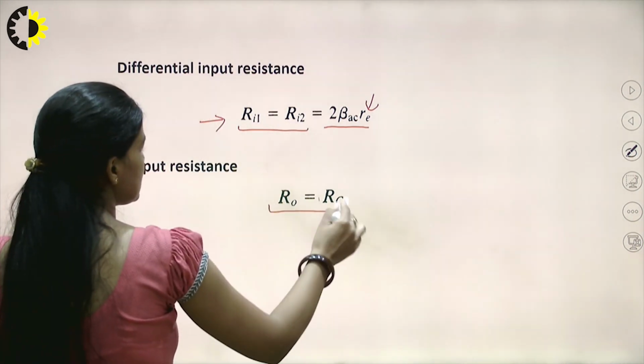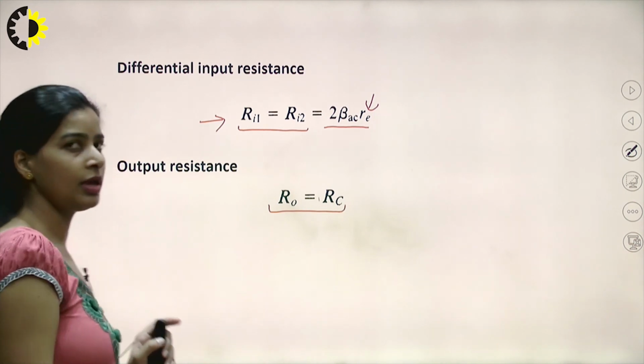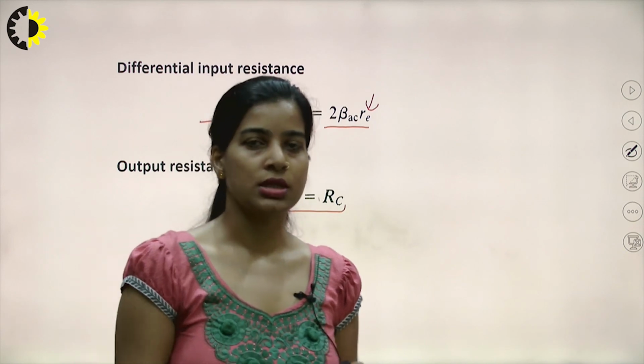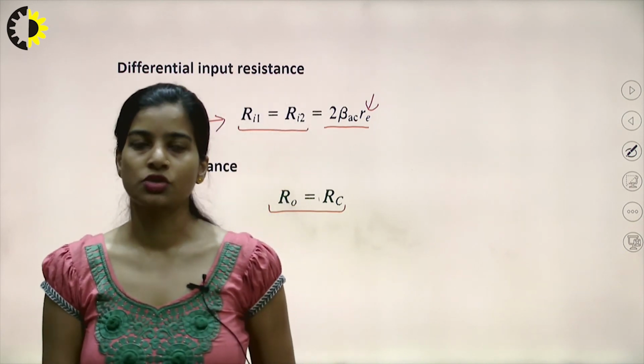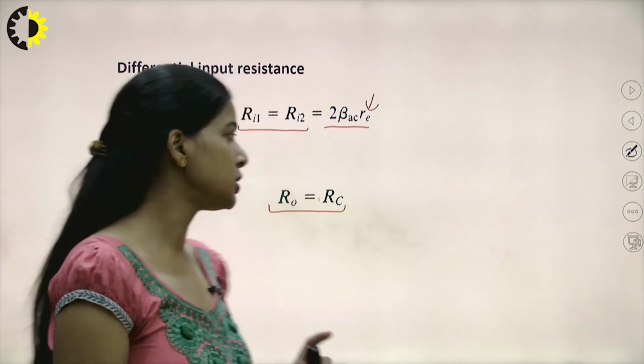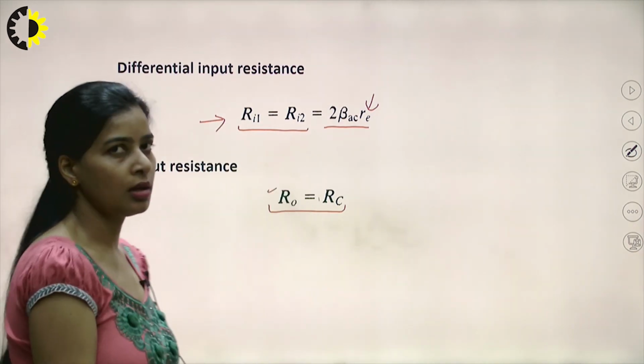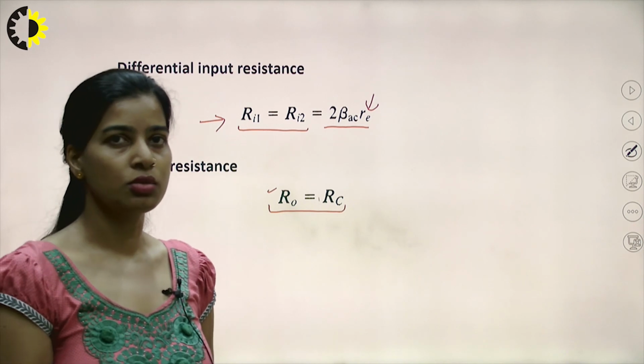Output resistance. Here we are measuring the output at one of the collectors, so the output is associated with one collector. We will not define two outputs because we are measuring at one collector. So Rout will be equal to RC.